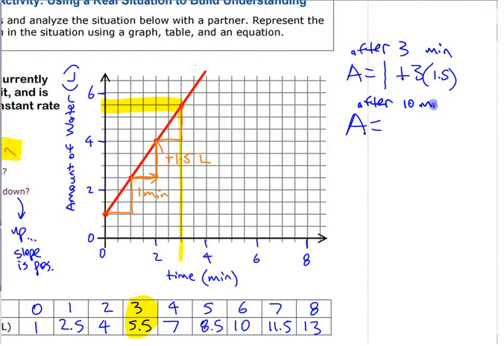After 10 minutes, how could you work it out? How much water would you have? You start with 1, and how many times have you added 1.5? 10 times. 10 times 1.5.